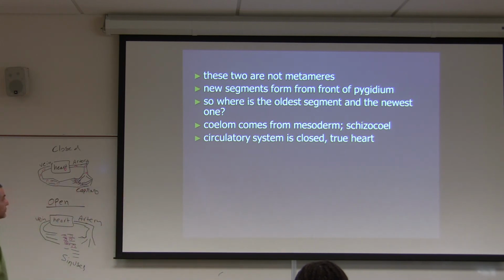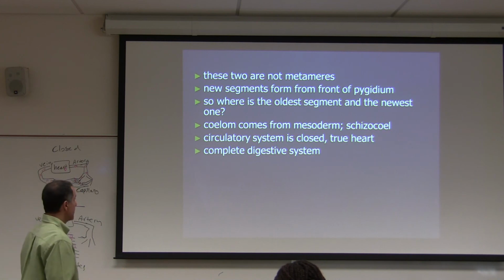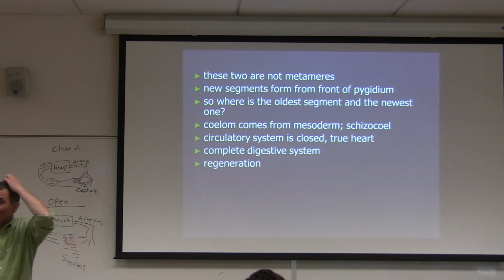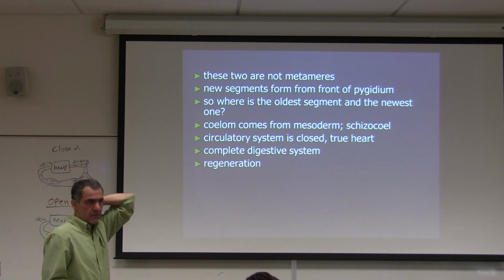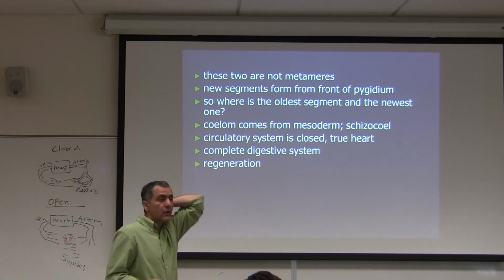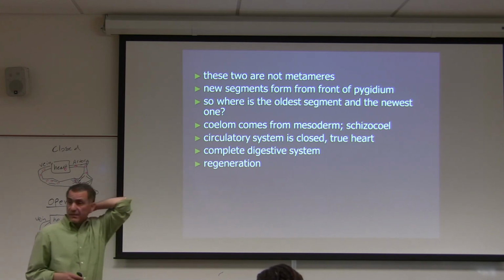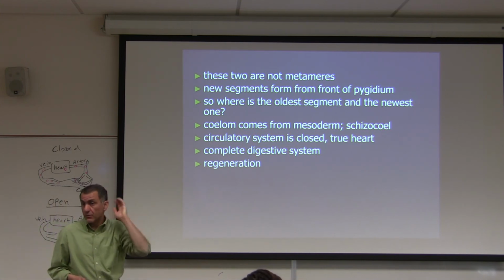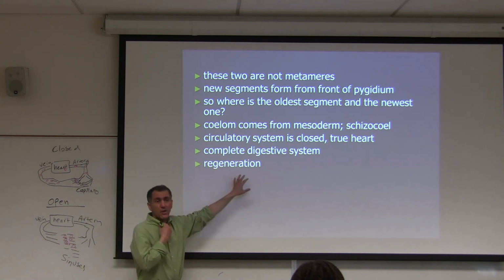Okay, closed circulatory system, true heart, and they all have a true heart. Complete digestive system means anus and mouth, mouth and anus. Regeneration, they are the most powerful animals that can regenerate. You cut them, well, we are not doing an earthworm experiment, we are doing a snail experiment, but if you cut them, they regenerate.